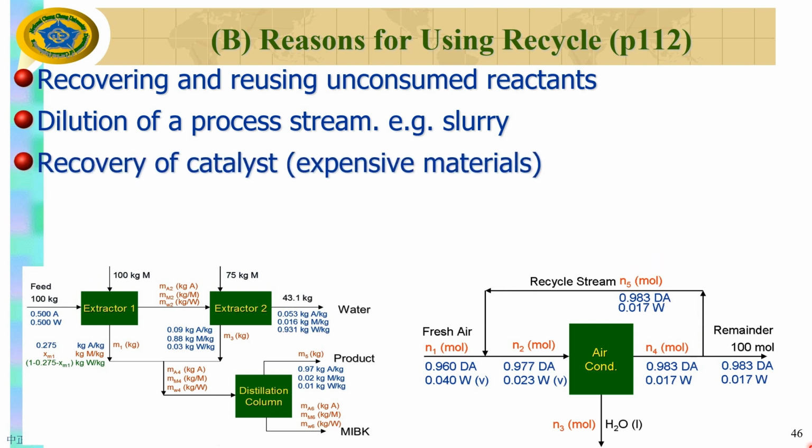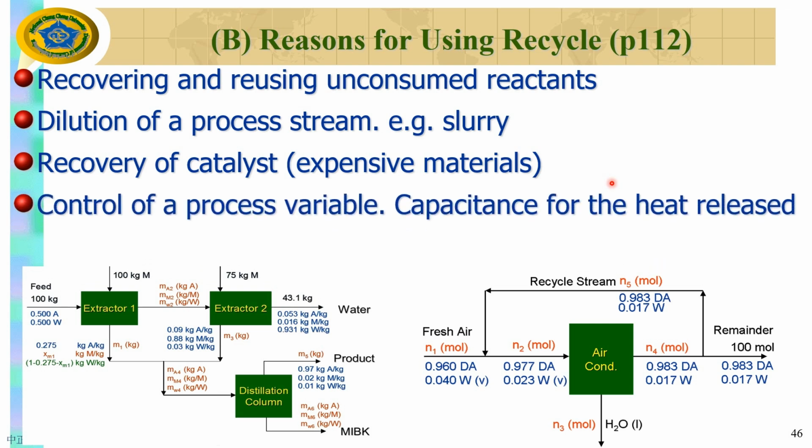And the third one is you recover the catalyst, which is an expensive material. We don't have an example like this to show you, but I think you understand this, because the catalyst is the one which does not react with the species, but it will reduce the activation energy, right? It can enhance the reactions. But you don't want to waste the catalyst after the reaction. You want to recycle this and use it again and again.